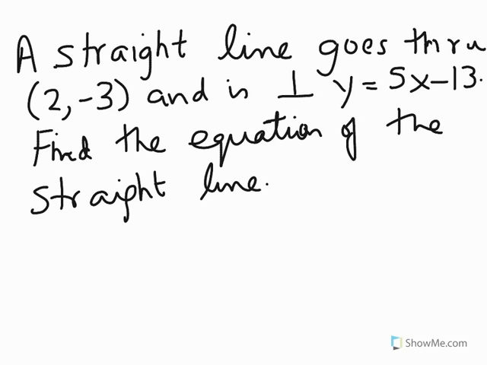Okay, so the problem is given as: a straight line goes through the point (2, -3). It's perpendicular to this other straight line y = 5x - 13, and we want to find out the equation of this straight line.